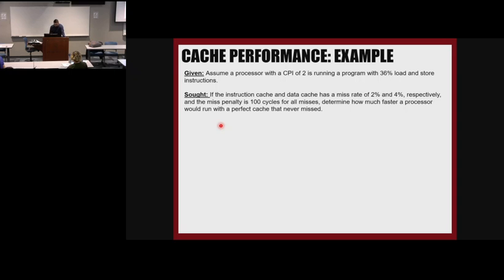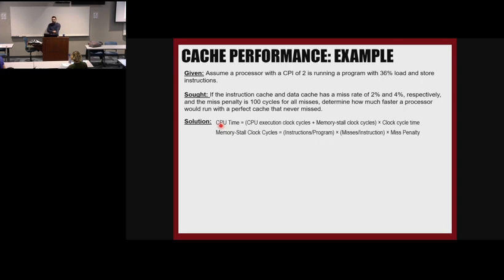Alright, so now let's solve this. So CPU time, from the equation that we had in the previous slide, is CPU execution clock cycles multiplied by clock cycle time, right? And the memory stall clock cycles is instructions per program multiplied by misses per instruction multiplied by miss penalty. Okay. So now, if we have a perfect processor that never misses, it means that the miss rate is 0, right? We already had this equation that the miss rate is 0.